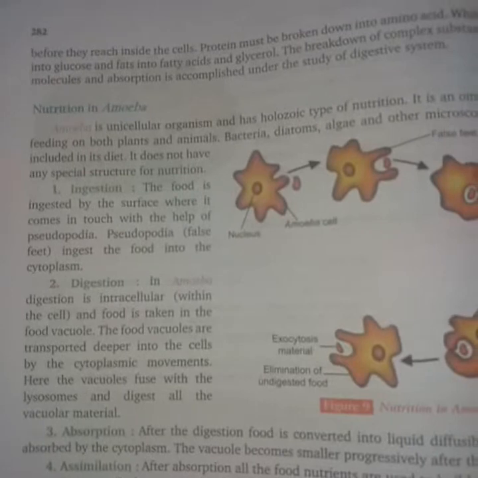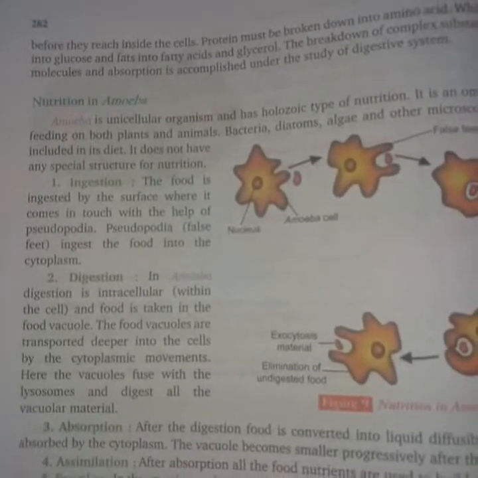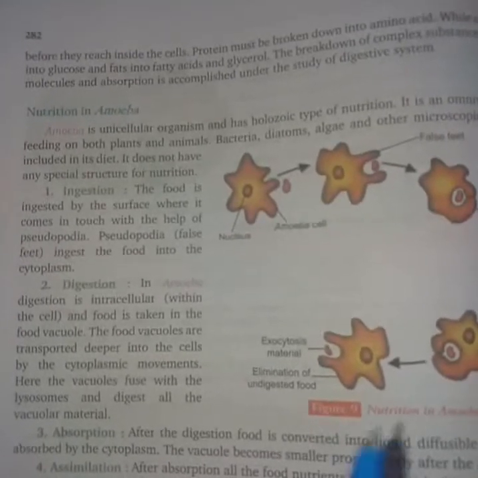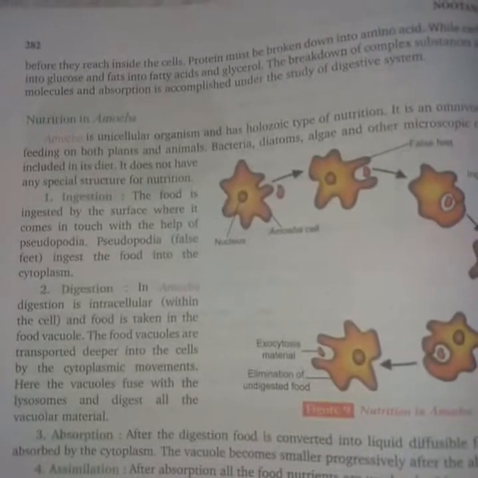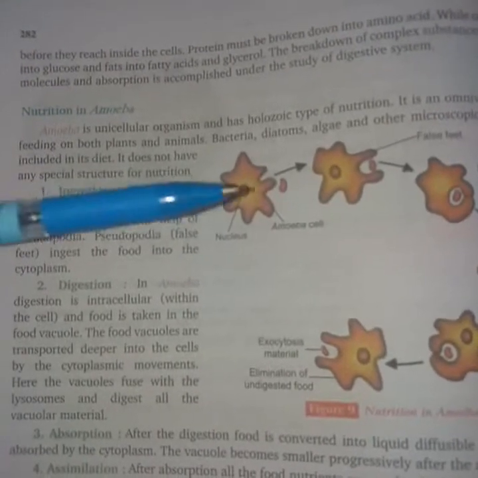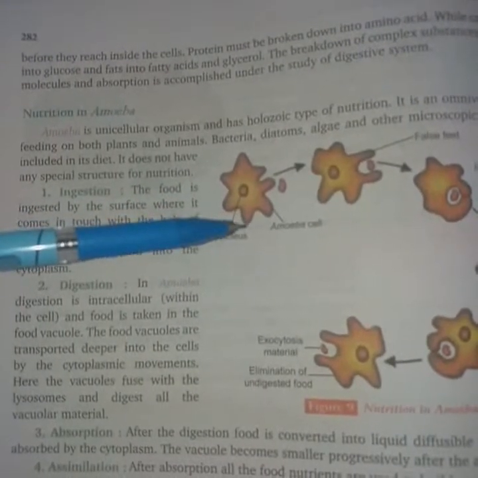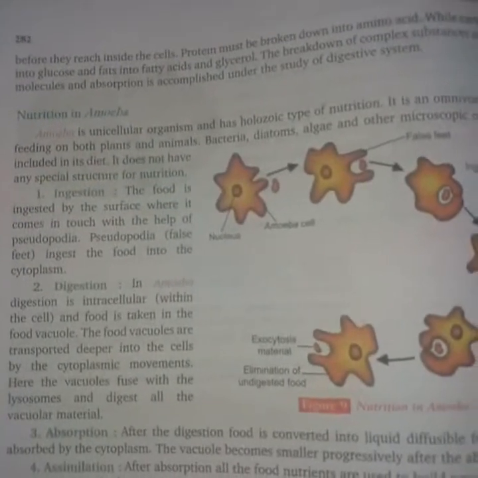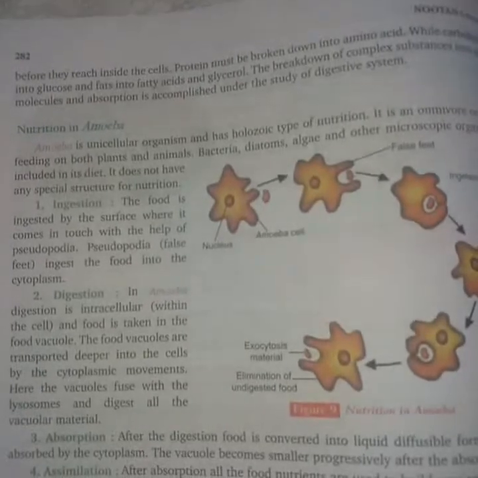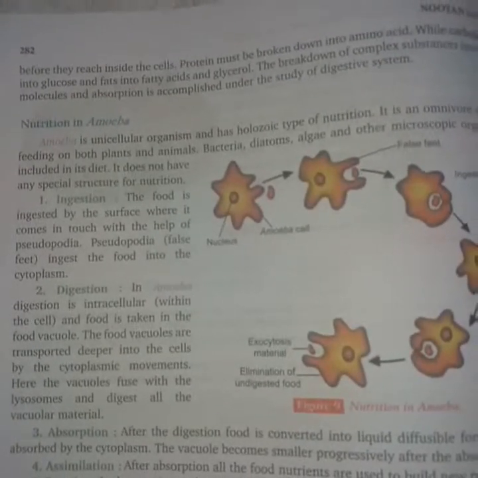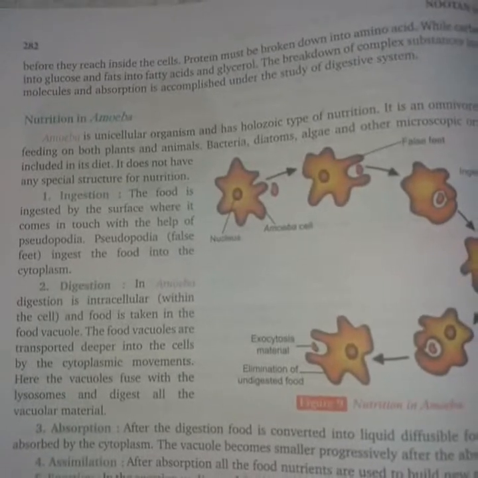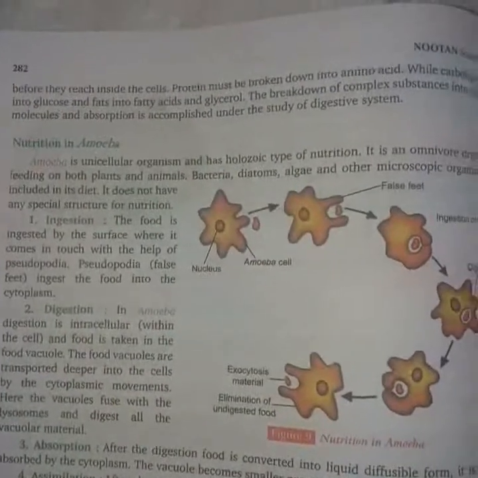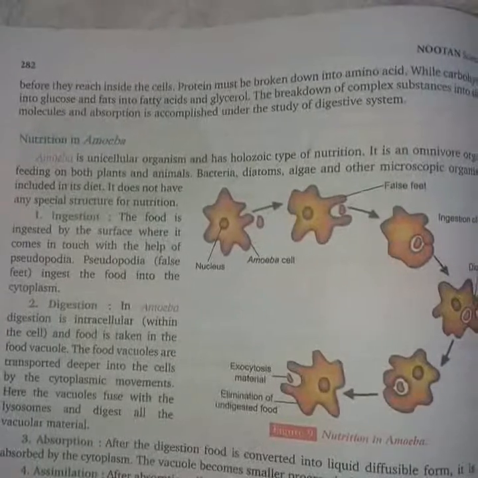Next is nutrition in amoeba. Which type of nutrition is present in amoeba? Amoeba is a unicellular or single-celled animal. It has no digestive parts, yet it completes all activities just as human beings and all animals do. It completes all activities in its one-celled body. Amoeba shows Holozoic type nutrition.